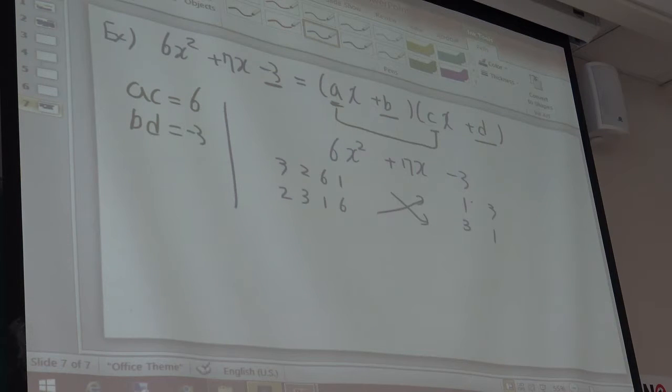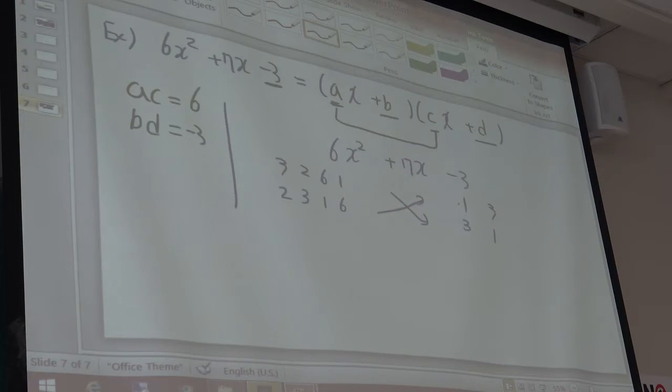6/1 and 1/3, the same. We cannot get it: 6 times the 3 is 18. There is no way to get a plus 7. And 2/3 and 1/3: 2 times the 3 is a 6, and 3 times 1 is a 3. So 6 and 3, there is no way to get a plus 7.